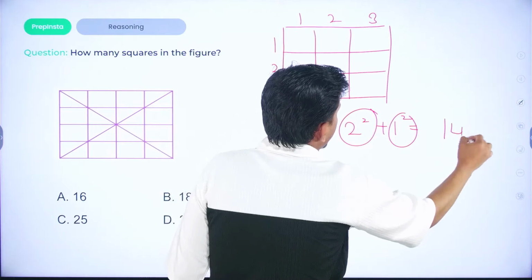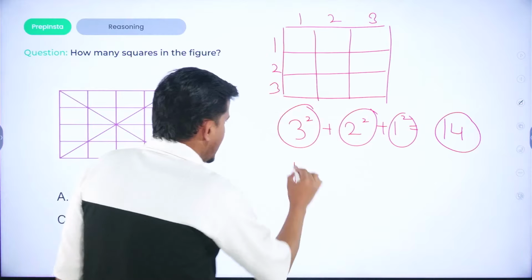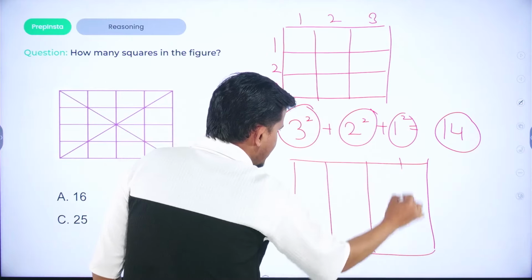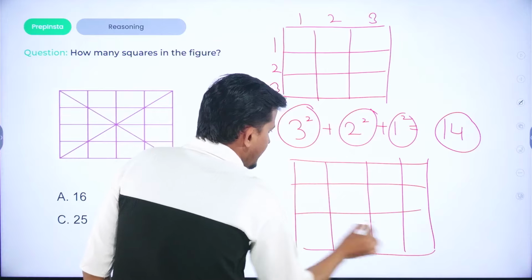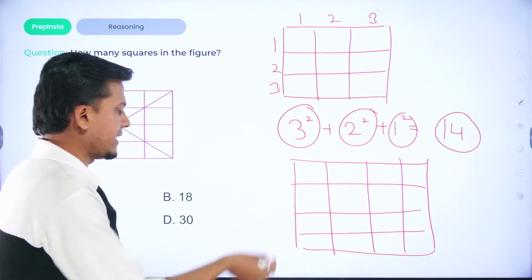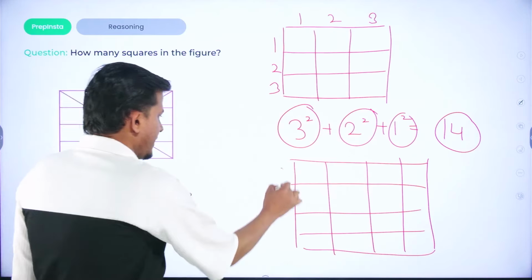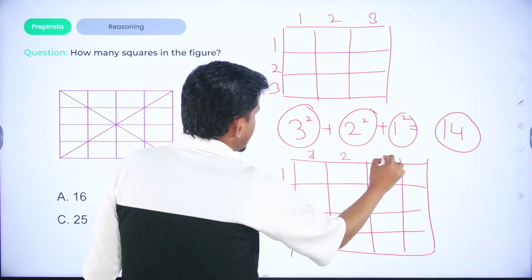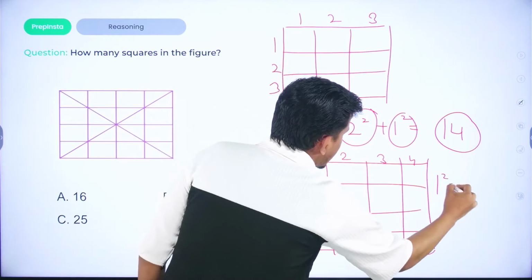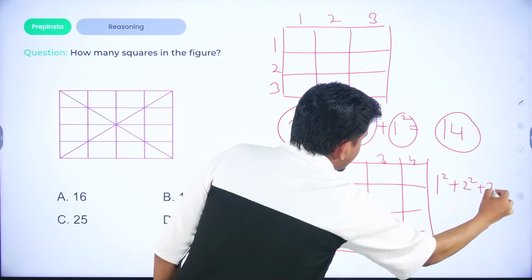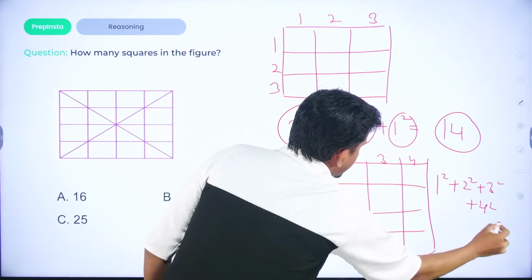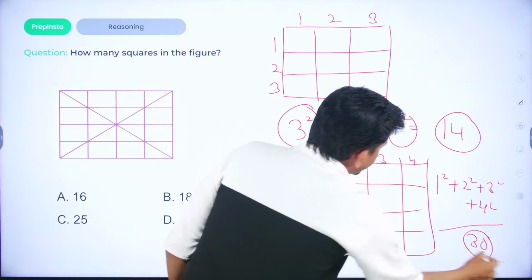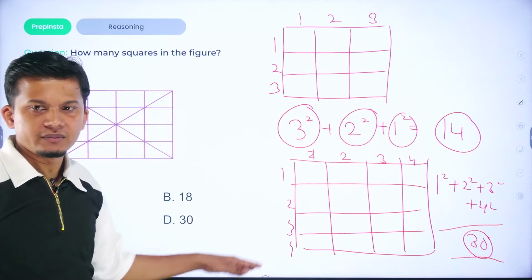which will sum up to 9 plus 4 plus 1, that is 14. Suppose we have another square which is a 4 cross 4 matrix, and we have to figure out the number of squares that are hidden in it. So we have 4 rows and 4 columns. So the total number of squares will become 1 square plus 2 squares plus 3 squares plus 4 squares. That will sum up to 30. Is it clear?